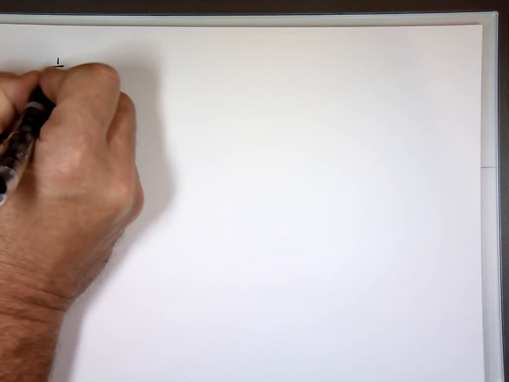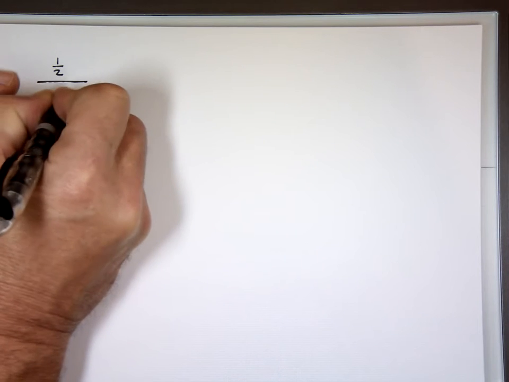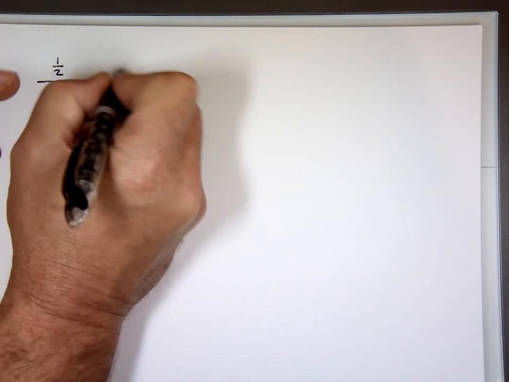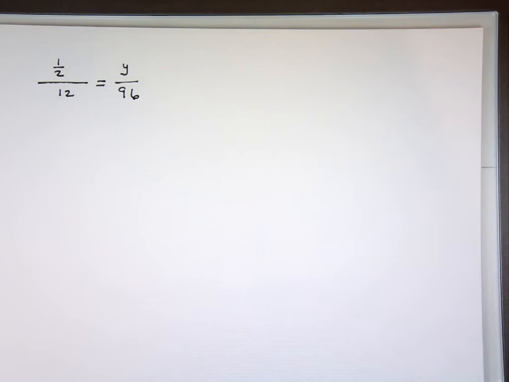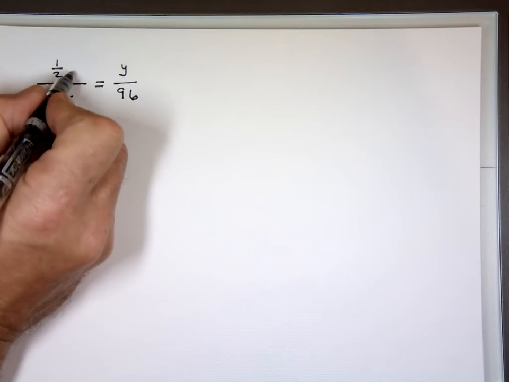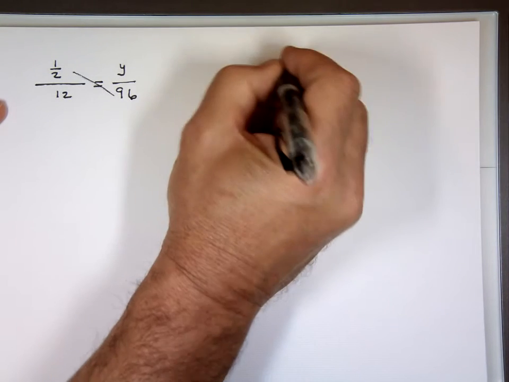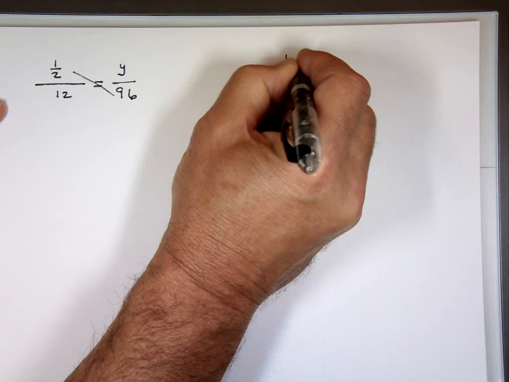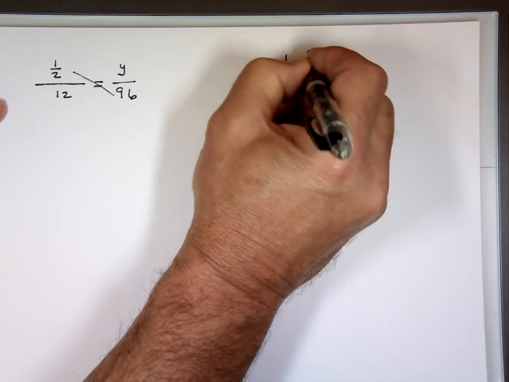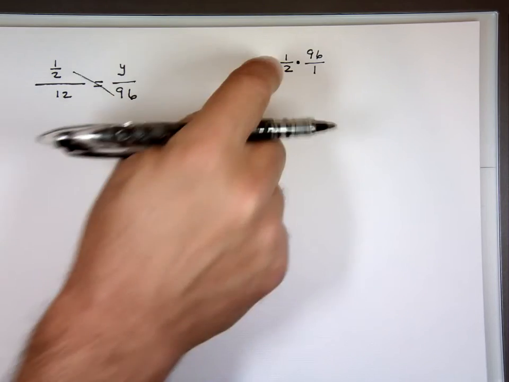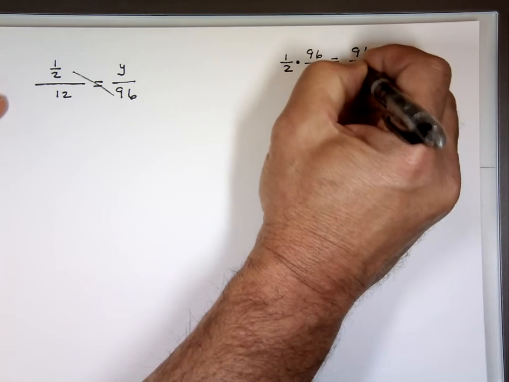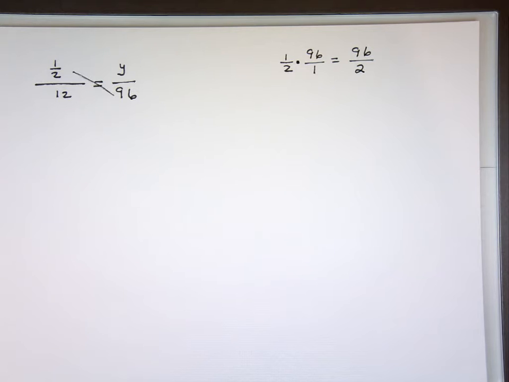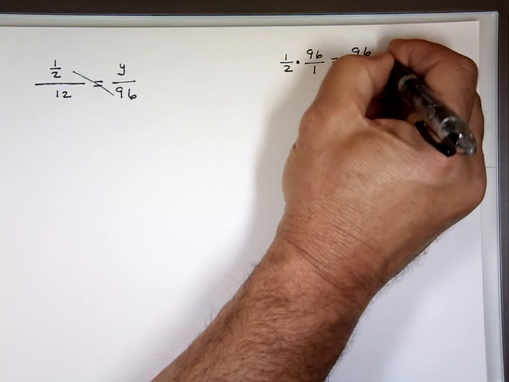1/2 to 12 equals y to 96. Cross multiply. So what's 1/2 times the 96? 1 times 96 is 96. 1 times 2 is 2. When you're multiplying, there is no LCD there. What's 96 divided by 2? Is that a 48?